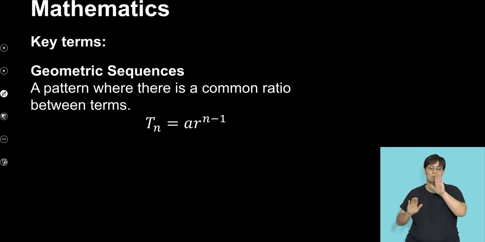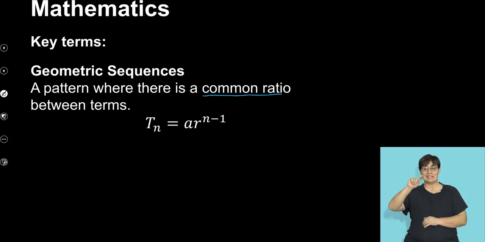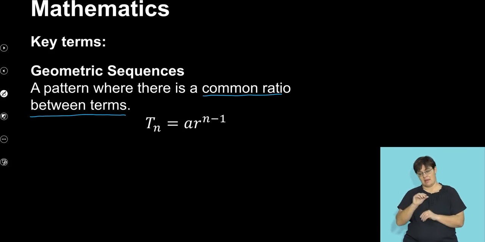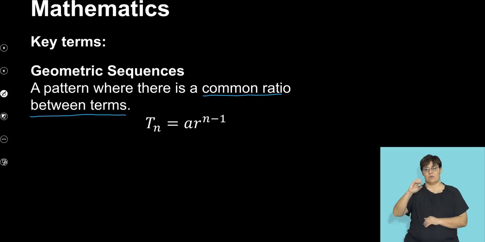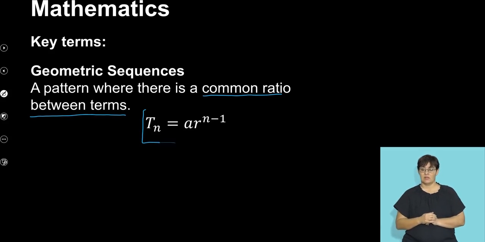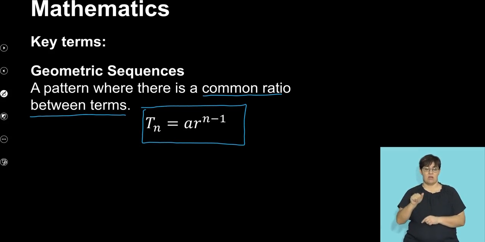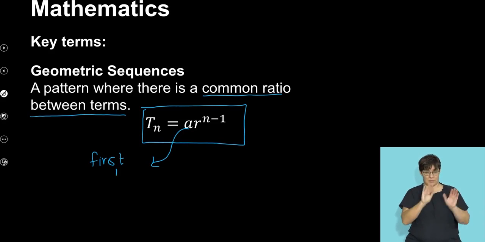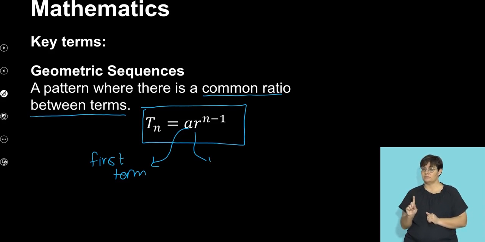This is a pattern where there is a common ratio between terms. So essentially, if I had the pattern 2, 4, 8, 16, I can see that each time I have multiplied the term by 2 in order to get to the next term. So when there is a common ratio between all of the terms, this is a geometric sequence. The nth term for a geometric sequence is Tn is equal to A R to the power of n minus 1. A reminder that A is the first term of the pattern and R is our common ratio.